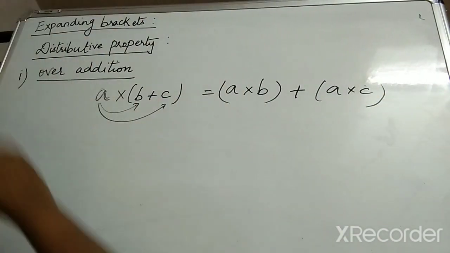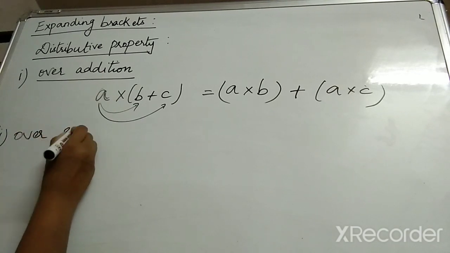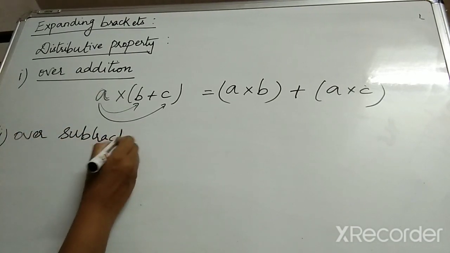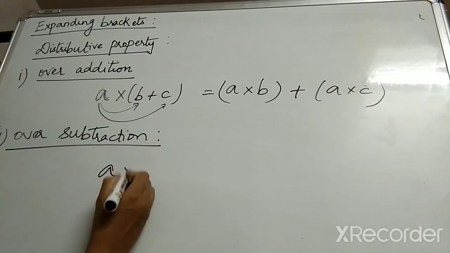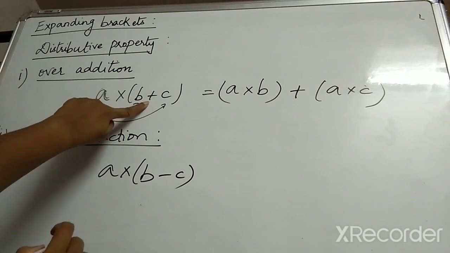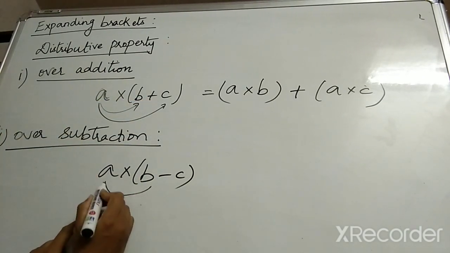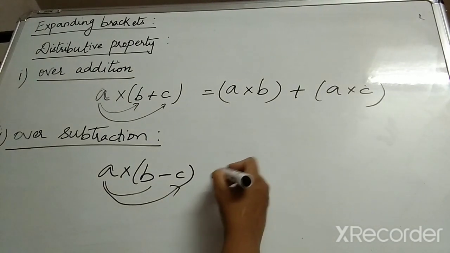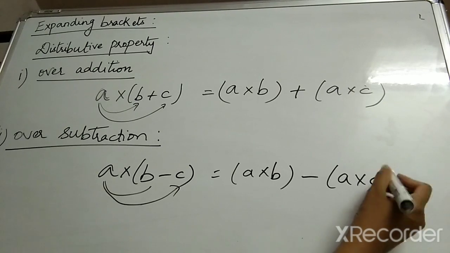Okay. Now next case is over subtraction. So it is A into (B minus C). Only the sign changes. Here positive and here negative. That's all. Okay. So it is again A into B minus A into C.